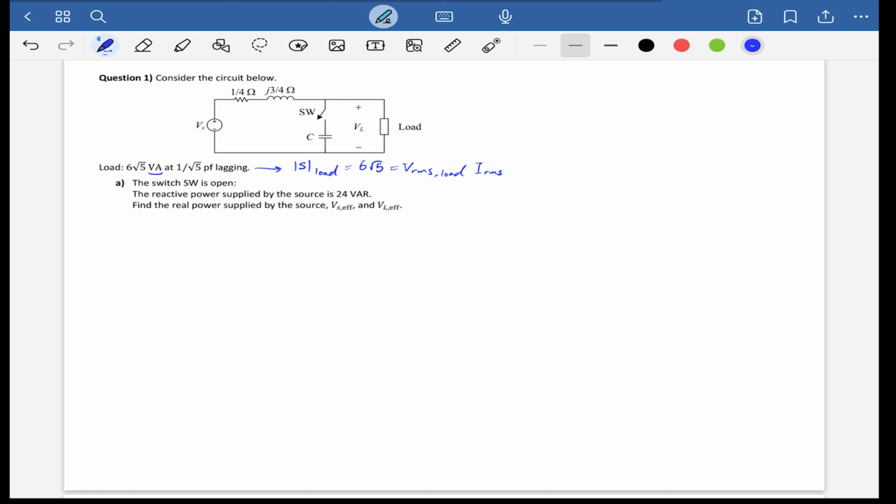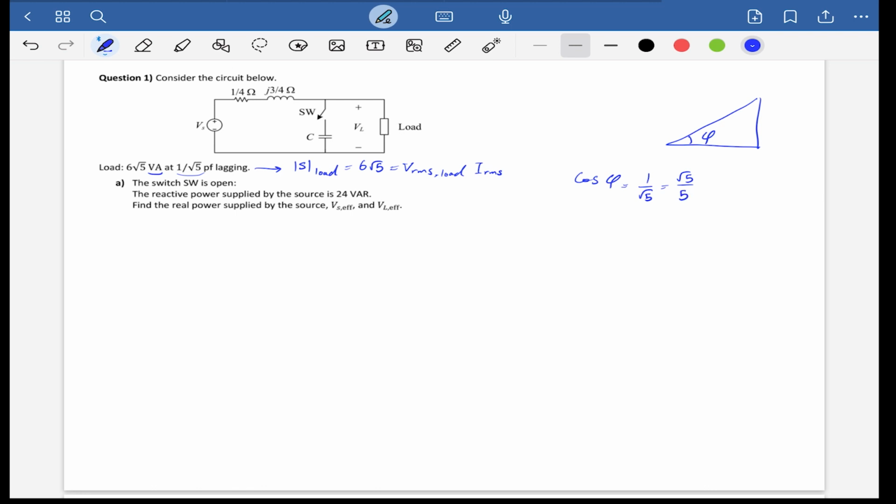So we have also power factor, and it is lagging. Okay, so it means that we can draw the power triangle, and this is the angle phi, which means cosine of phi, which is our power factor, equals 1 over radical 5, which is also radical 5 over 5.